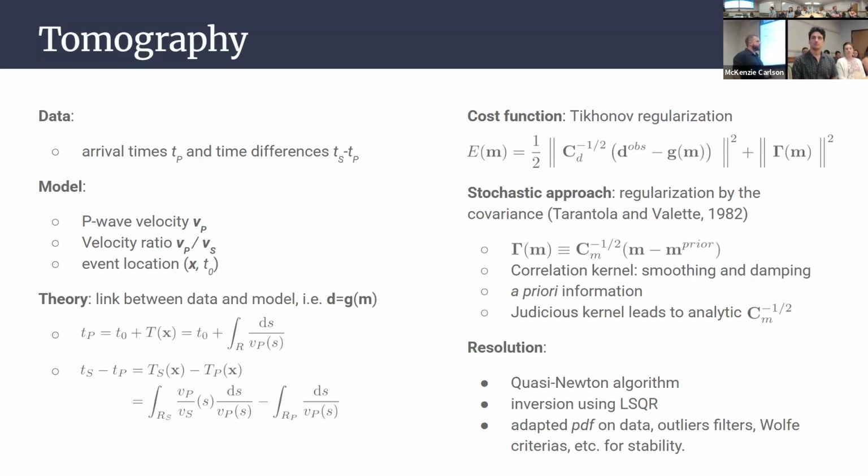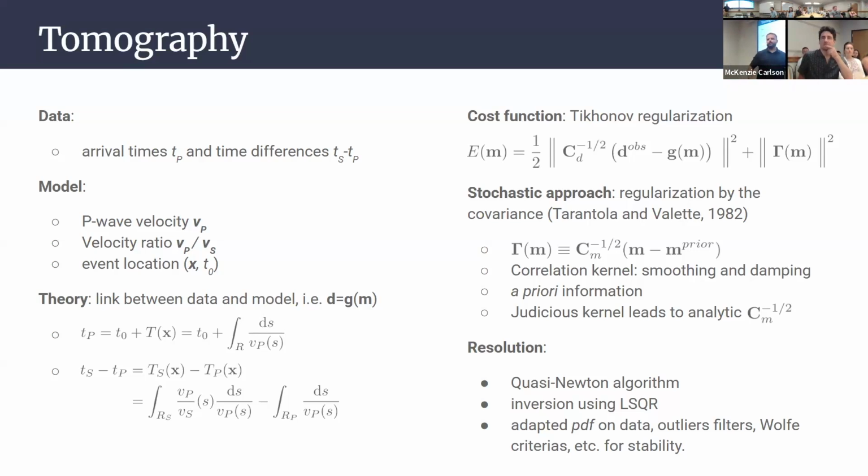For the resolution, we use a quasi-Newton algorithm. We solve that using the NSQR code. And the big problem is we have so much data, we cannot control the quality of every data. So instead of trying to have the perfect catalog and the perfect data, we use a lot of systems and filters basically to tolerate errors in the data.